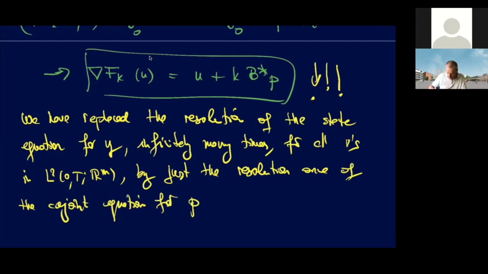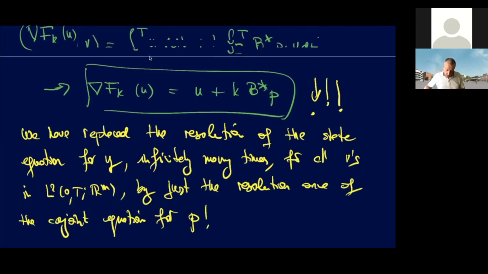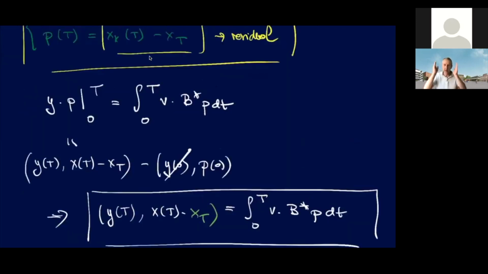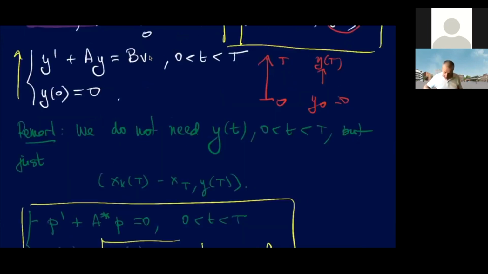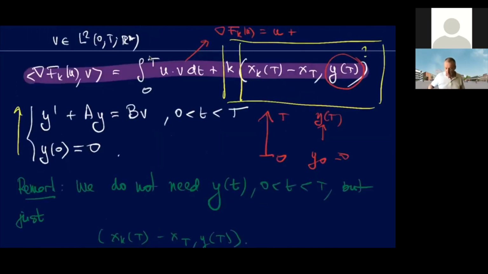Okay? So you see that even if you are trying to solve the control problem without using the adjoint methodology, the implementation becomes impossible.